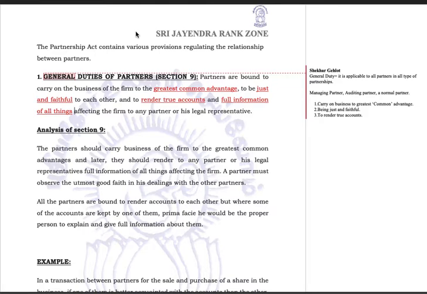He must provide full information of all things affecting the firm to any partner or his legal representative. He has to render full information. Now let us assume we have a partnership. There is a partnership XYZ. There are three people, they are having a partnership.